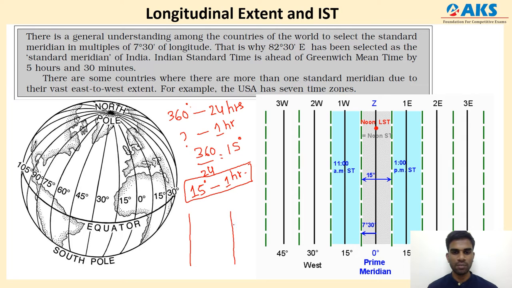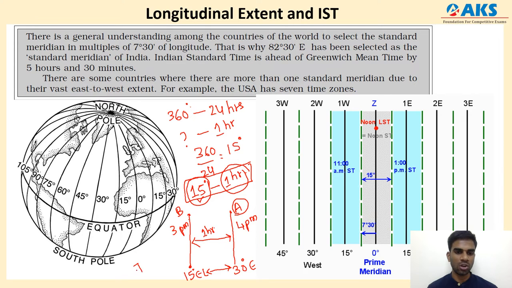Let us take two different places, place A and place B. Imagine that place A is on 30 degrees east longitude, whereas place B is on 15 degrees east longitude. The longitudinal difference between them is 15 degrees. So the time difference between them will be 1 hour. For example, if the time at point A is 4 p.m., the time at point B will be 3 p.m. So for every 15 degrees of longitudinal difference, the time difference will be 1 hour.